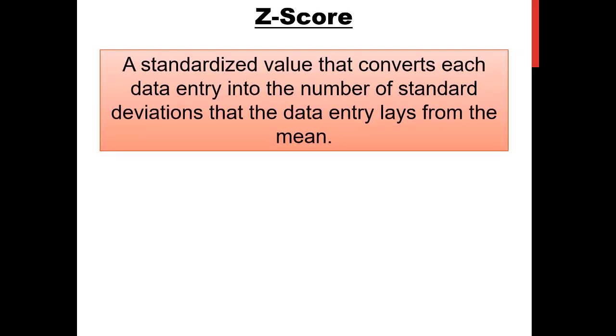So the next concept, last concept actually, that we'll talk about in this particular chapter is the z-score. What is the z-score? Well, it's a standardized value that converts each data entry into the number of standard deviations that the data entry lays from the mean. What does that mean? Well, we have this z-score formula. Z equals x minus mu over sigma. That's for a population. And for a sample, z equals x minus x bar over s.